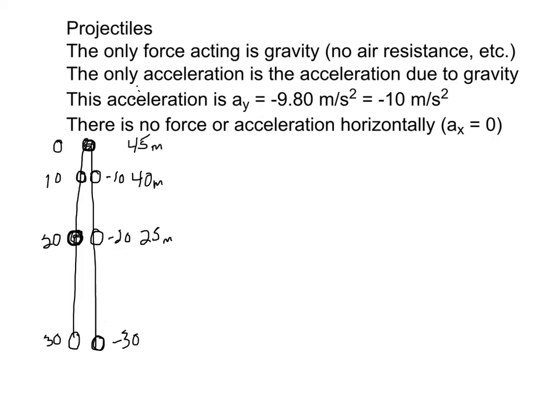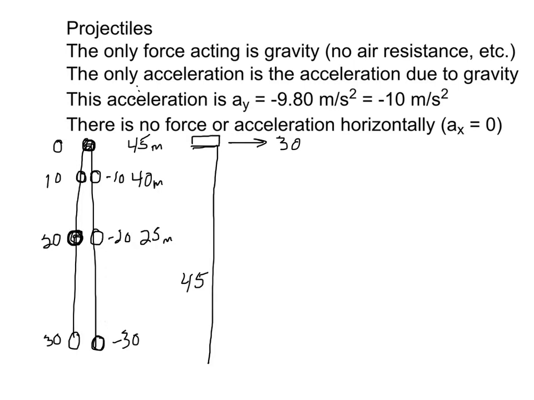Okay, now you practice. We take an object from a building that's 45 meters high, and we point the projectile launcher horizontally, and we launch the thing with a velocity. Let's launch it at 30 meters per second, horizontally.